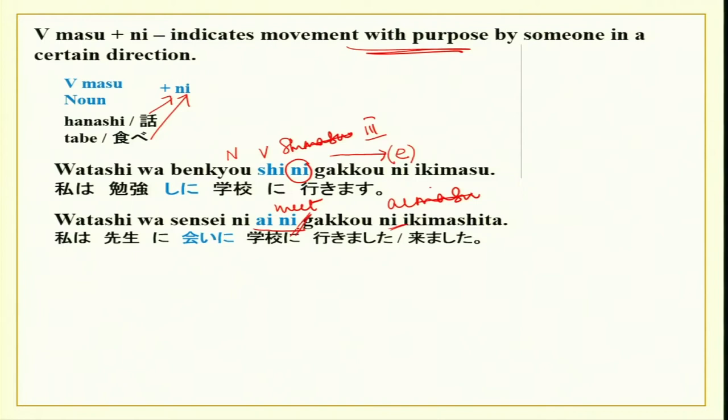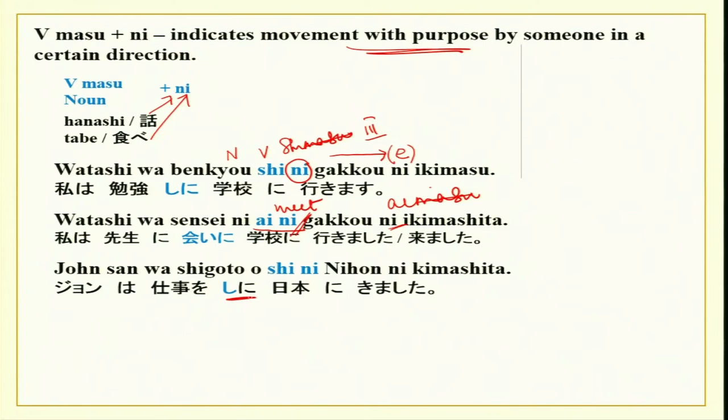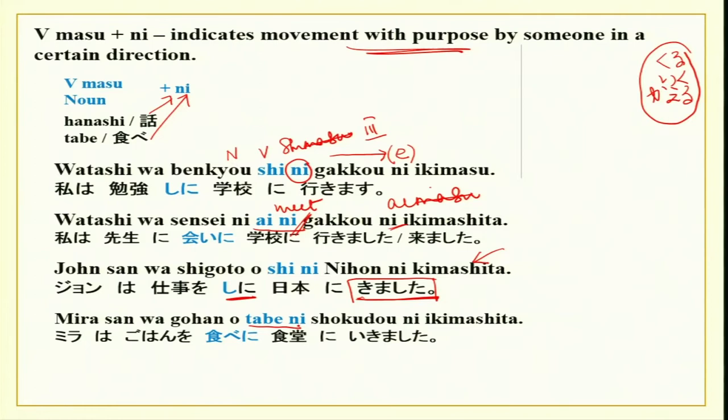Then, John wa shigoto o shi ni, for the purpose of working, nihon ni kimashita. So, as I told you, all three verbs kuru, iku and kaeru will be used. They are the three main motion verbs. And you can see you have made a sentence with kimashita also. He has come or he came to Japan for doing what? For working. Mira wa gohan o tabe ni, for the purpose of eating gohan, shokudo ni ikimashita. She has gone to the shokudo or shokudo e ikimashita.